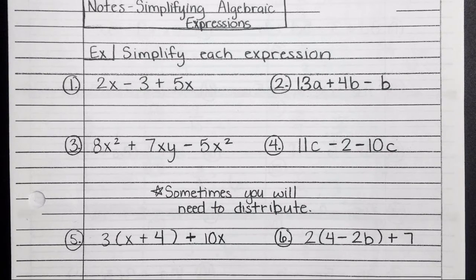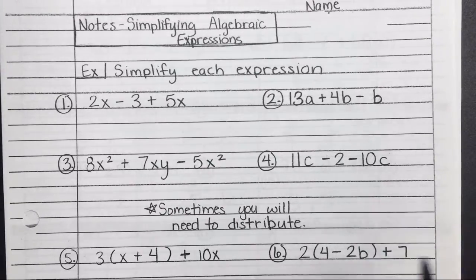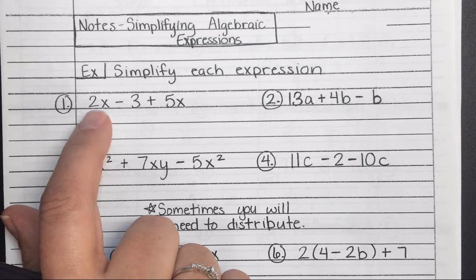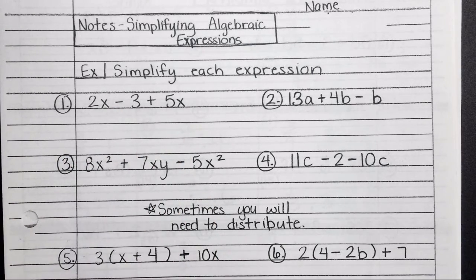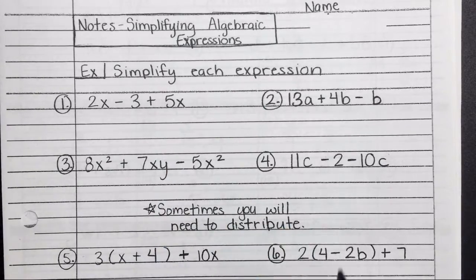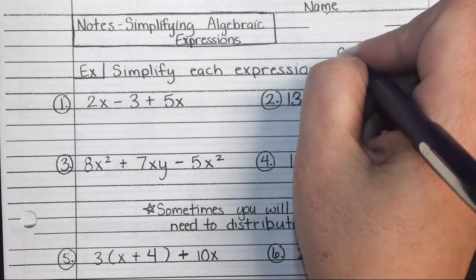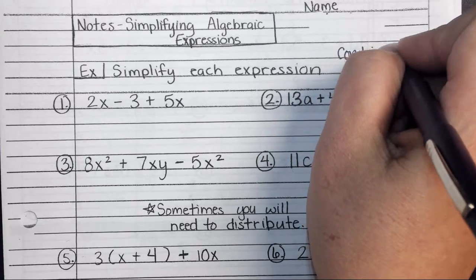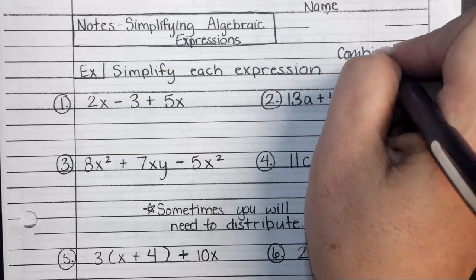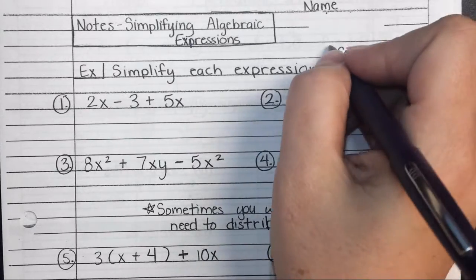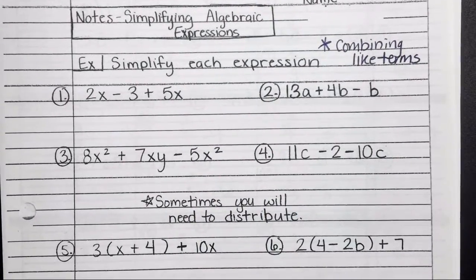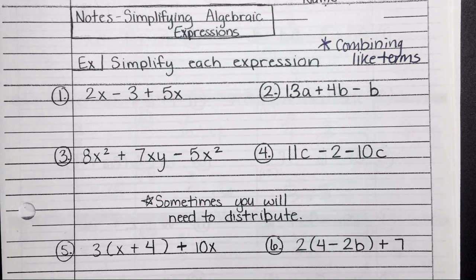So the next step we're going to take is simplifying expressions. Last week on your vocab we talked about the word like terms. If we look at this expression, 2x, 3, and 5x, those are all what we call terms. So when we simplify expressions, we're going to be combining like terms. What we're basically doing is looking for what matches, and then combining those.